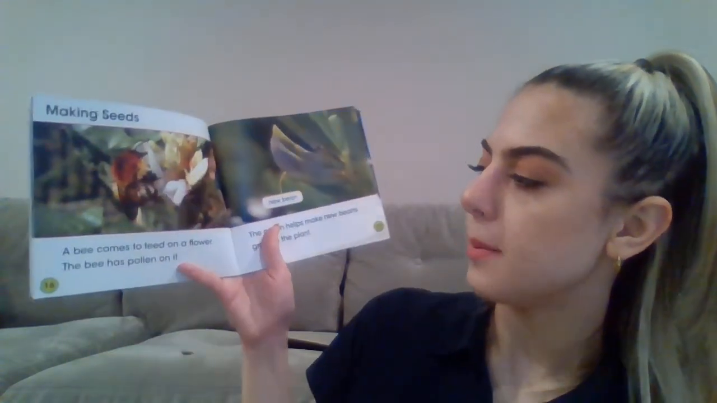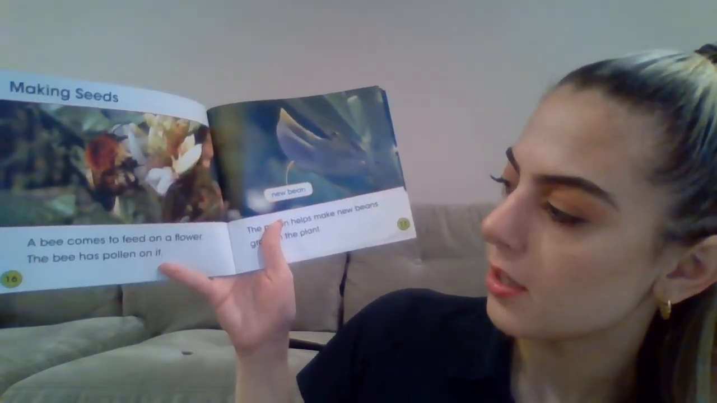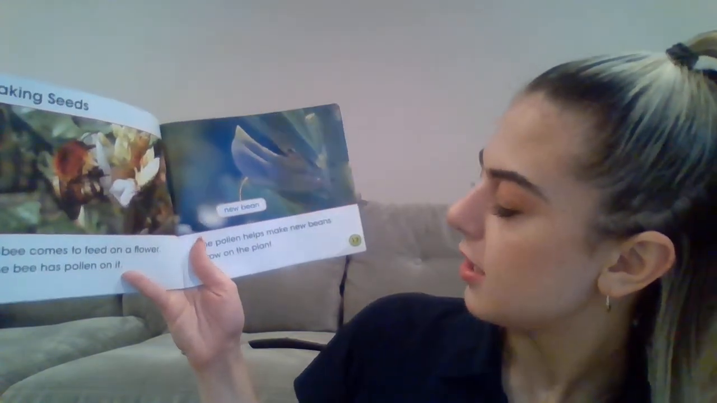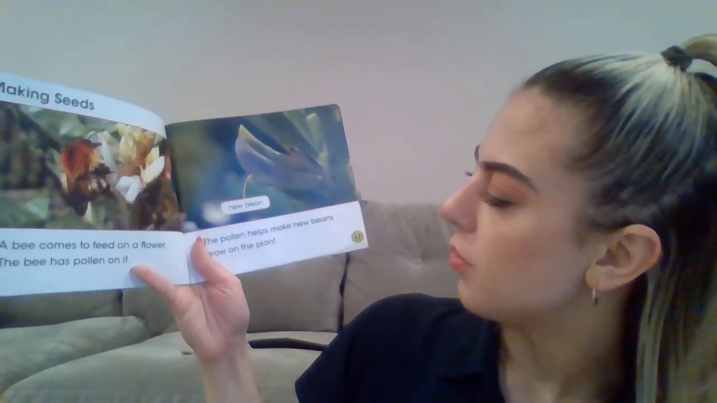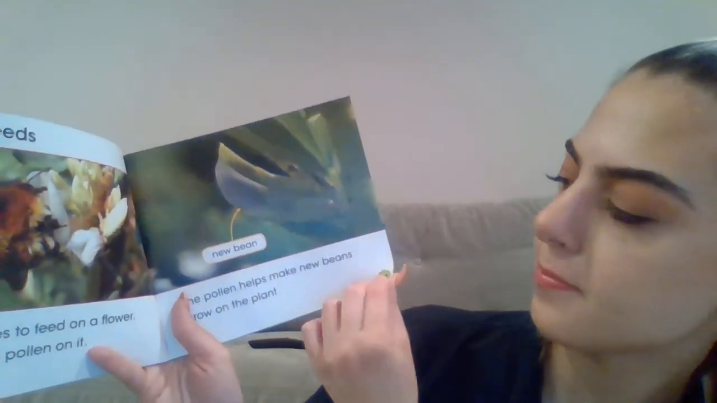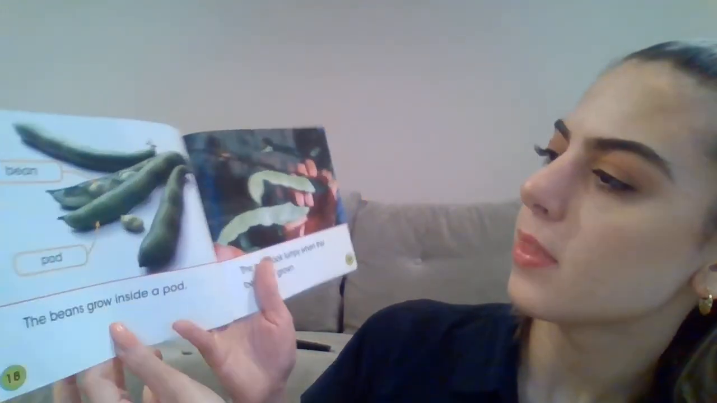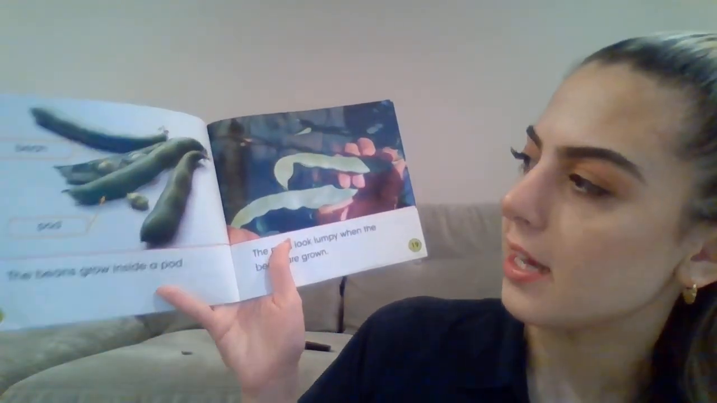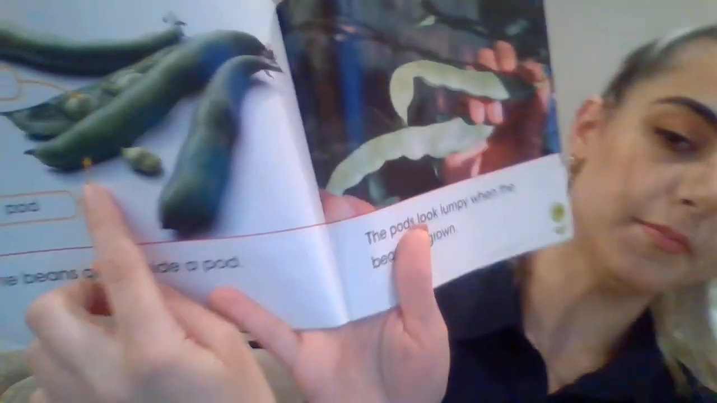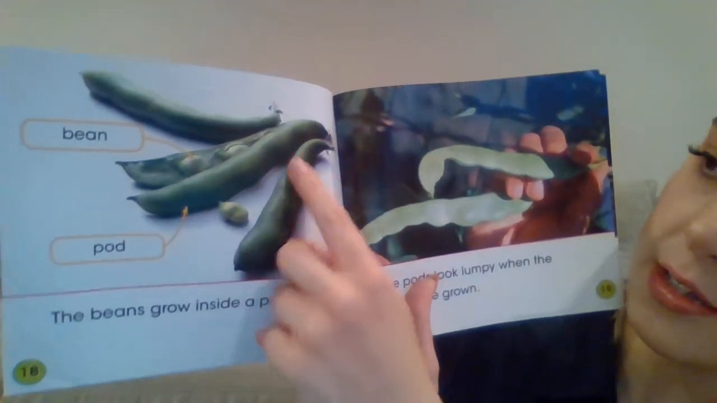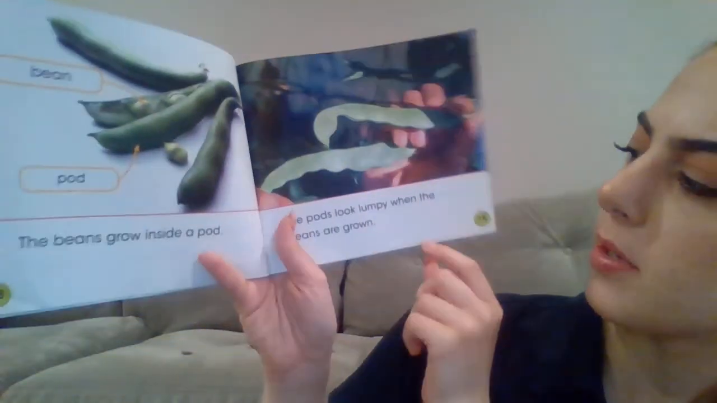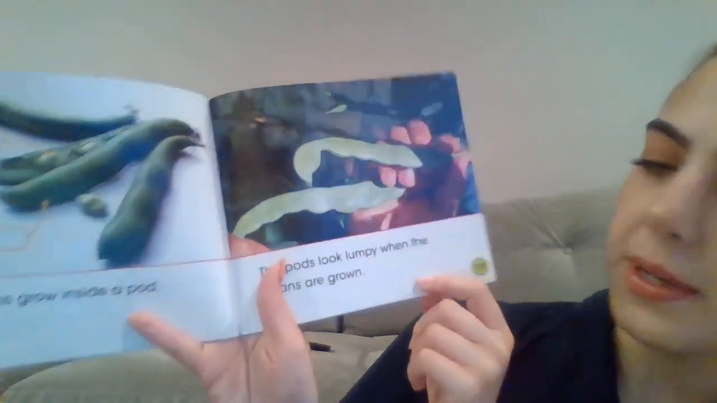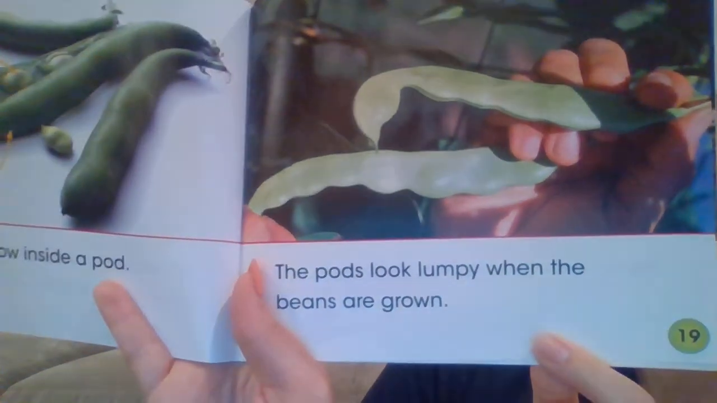Making seeds. A bee comes to feed on a flower. The bee has pollen on it. The pollen helps make new beans grow on the plant. So here's a new bean growing. The beans grow inside a pod. See? Here's a pod that grows, and then the beans are inside of them. The pods look lumpy when the beans are grown.